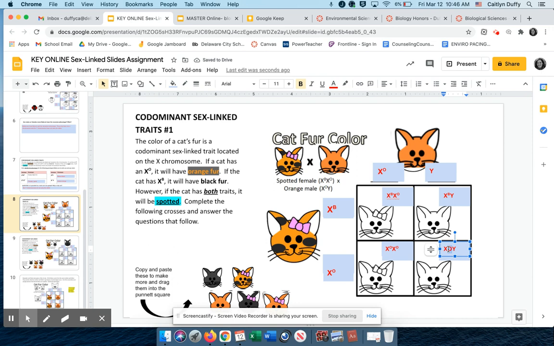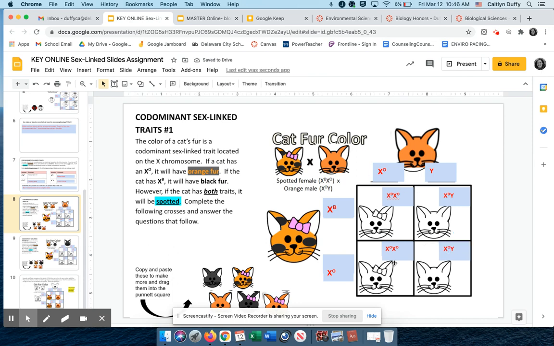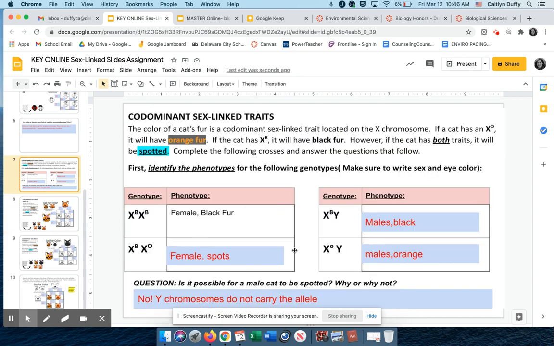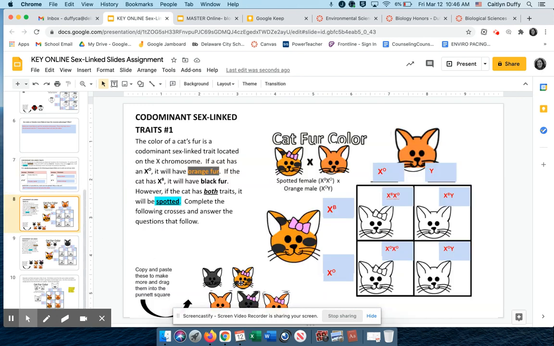And now we're going to just go ahead and identify the phenotypes. So here we have two female offspring because they have two X's. Here we have two male offspring because they have XY. X^B X^O, if you remember correctly, that's going to be a female with spots. So let's go ahead and make that a female with spots. And you can make it bigger if it drives you nuts. Here we're going to have X^O X^O. Remember, if it has an O on its own, it's going to be an orange female.